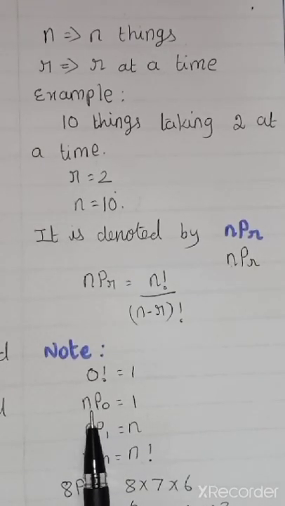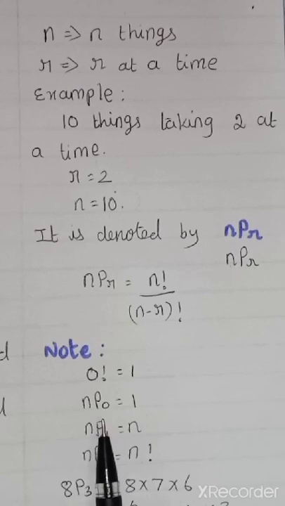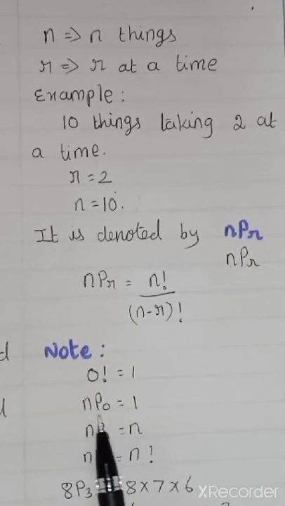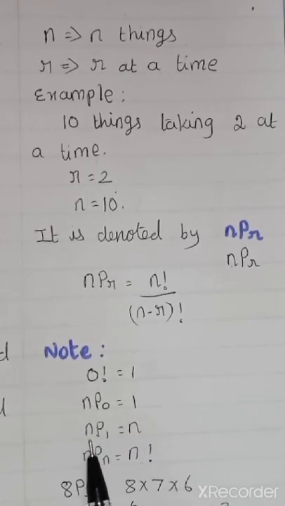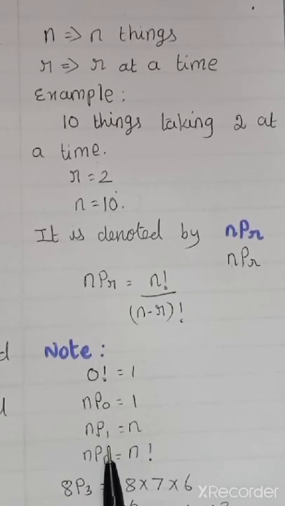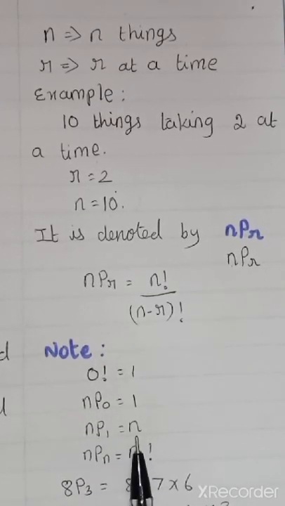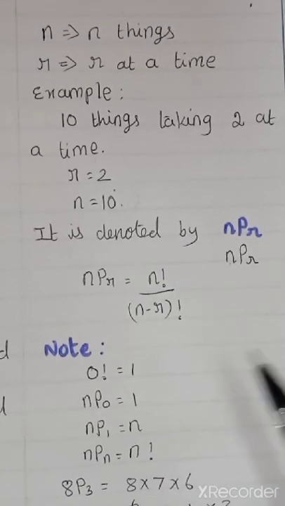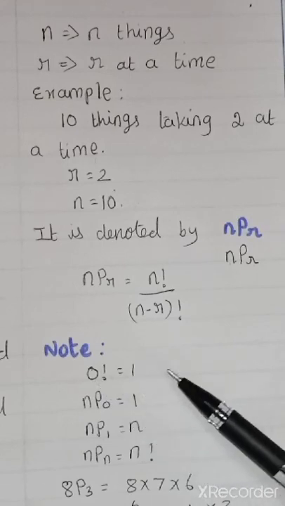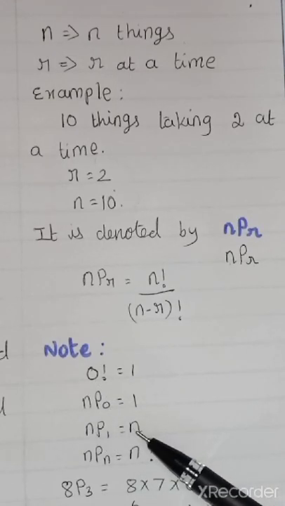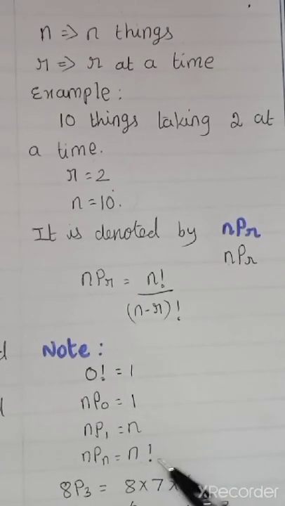nP0: n things are there, and we have to take 0 at a time. The answer is 1. So the nP0 value is 1. nP1: n things are there, and we are taking 1 at a time. So what is the answer? n. nPn is n factorial. This is all you have to know: 0 factorial is 1, nP0 is 1, nP1 is n, nPn is n factorial.